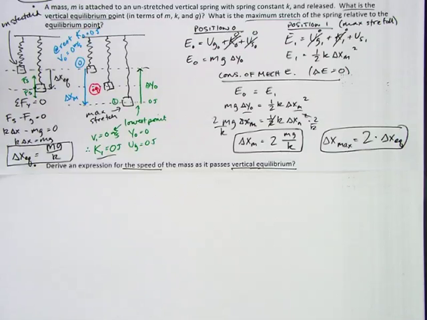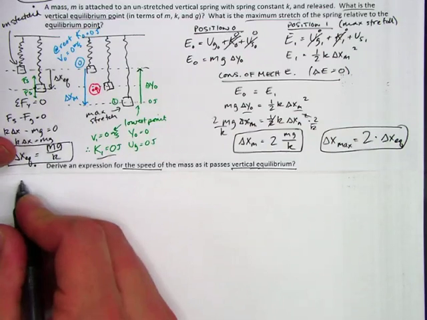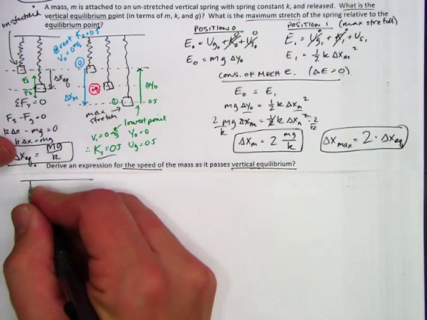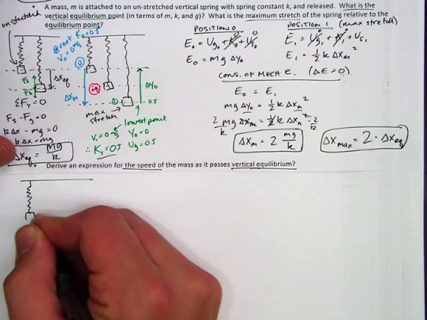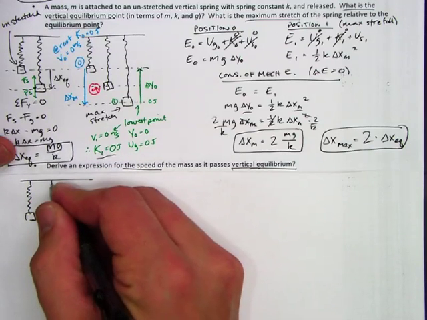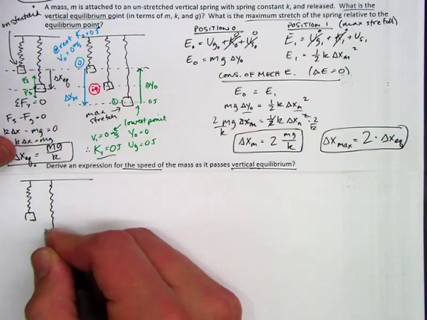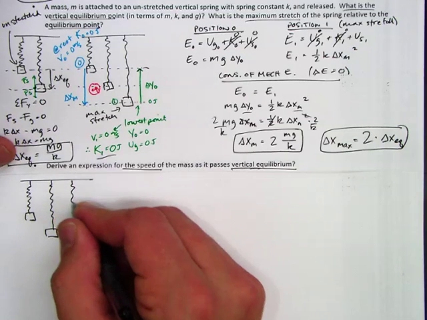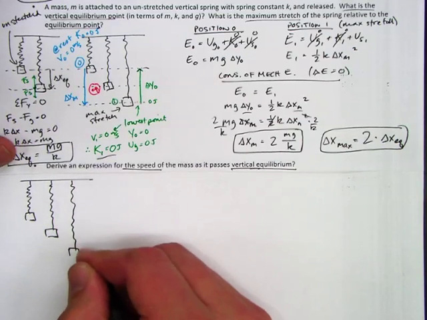Okay, in this video, let's derive the expression for the speed of the mass as it passes vertical equilibrium. So at equilibrium, it gets a little more complicated. If we just redraw this for the sake of making it easier to see, we have the unstretched spring, and then we have the stretched spring at equilibrium, and then we have the max stretch spring.